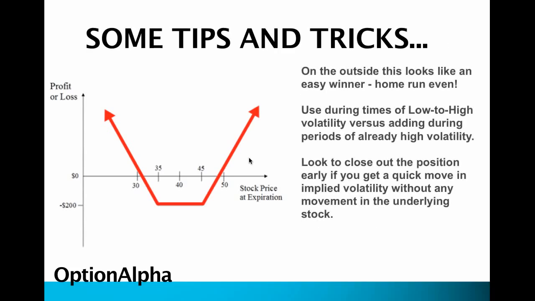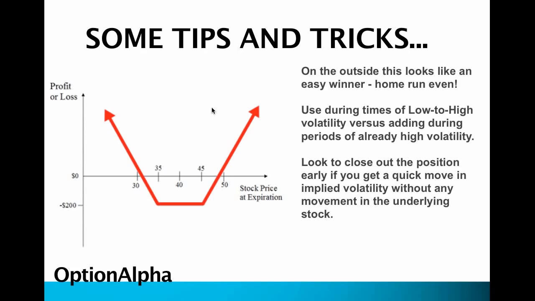So some tips and tricks that I've learned along the years. On the outside, this looks like an easy winner, an easy trade, a home run even. Same thing with the long straddle. But these strangles can be very, very difficult. You want to use them during periods of low to high volatility versus adding it during periods of already high volatility. So again, we want to trade this on a stock that's calm now that we think could break out in a major way soon. So these are really a favorite strategy of earnings traders who trade around earnings for Google, Apple, RIM, etc.